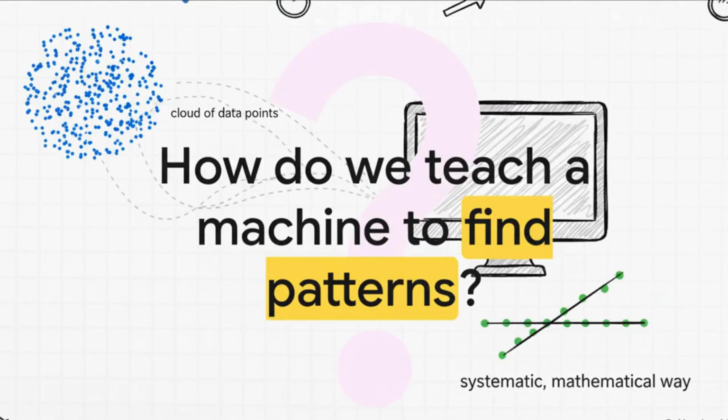Yeah, really, this is the core question, right? You've got this cloud of data points, and you know there's a story in there somewhere, but how do you get a machine to find it? Not by guessing, but with a solid mathematical approach. So, where on earth do we start?